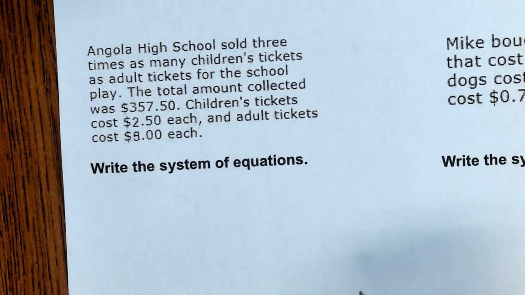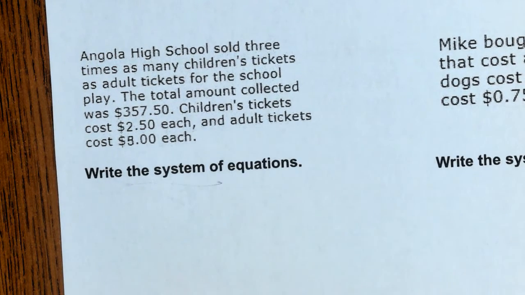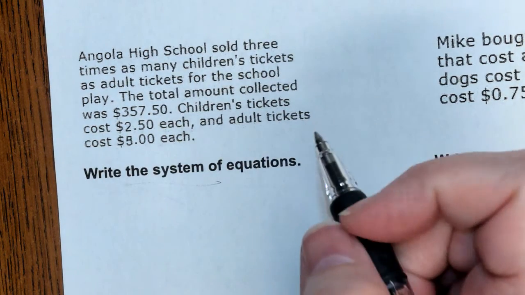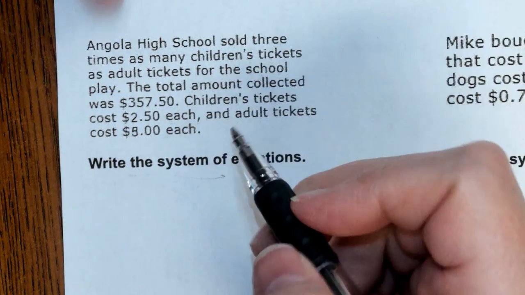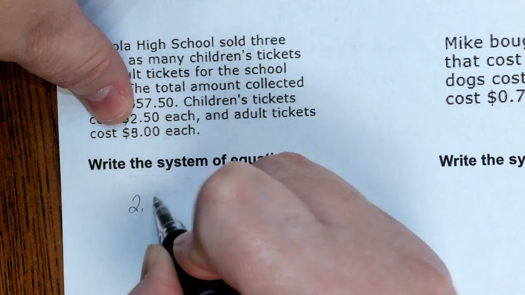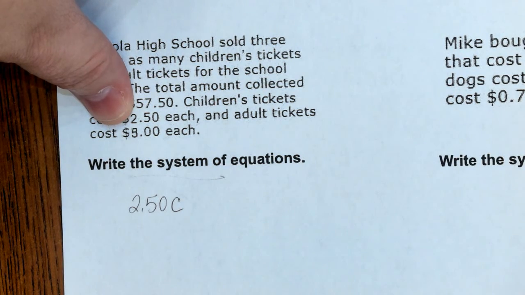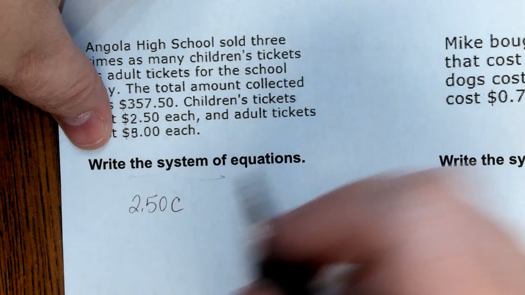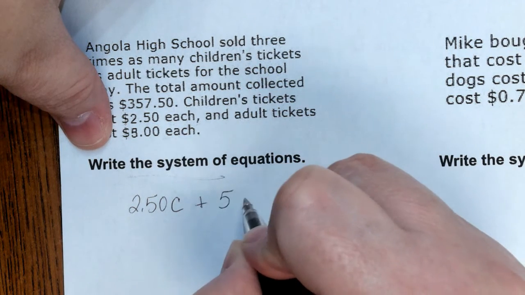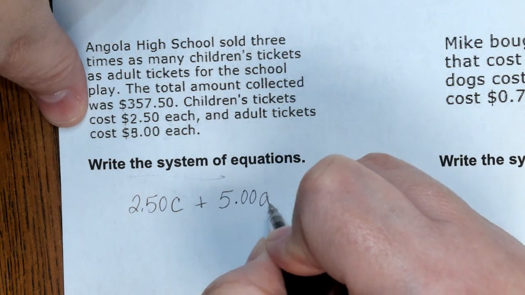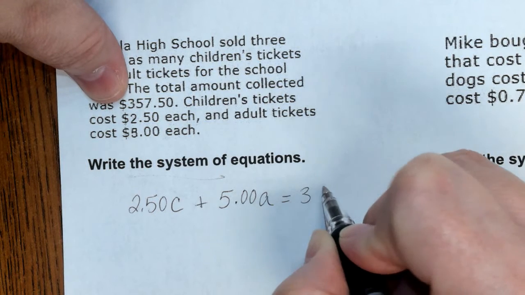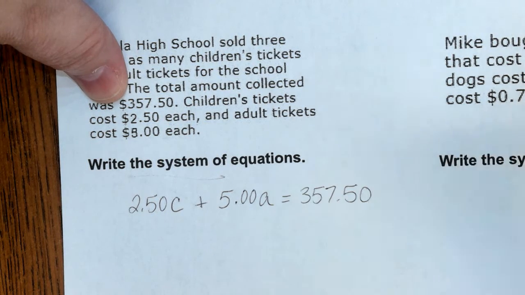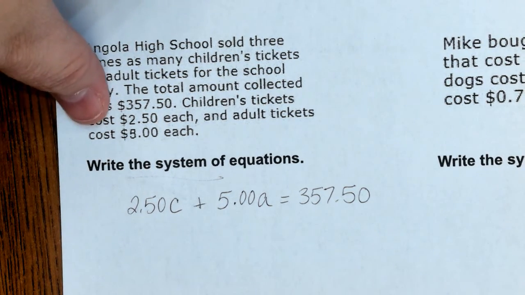It says write the system. Does it say anything about solving the system? No. That means your answer here is going to be a set of equations. Let's go with the easy part. That's the money, because it straight up tells you children's tickets cost $2.50, so $2.50 per child. Adult tickets cost $5, so $5 per adult. And this is how much they made, $357.50. So this is the easier equation because it's about the money.